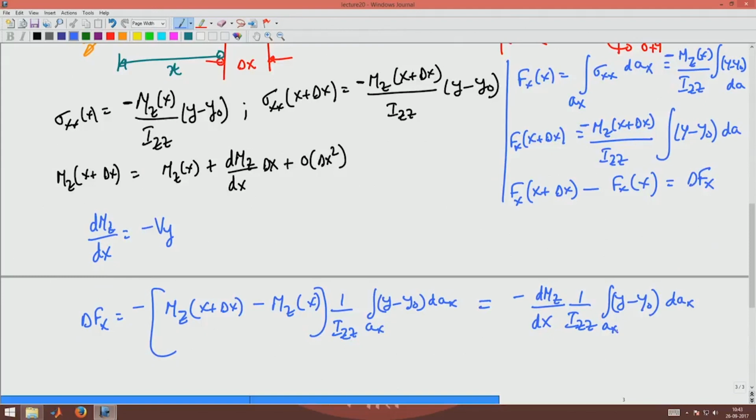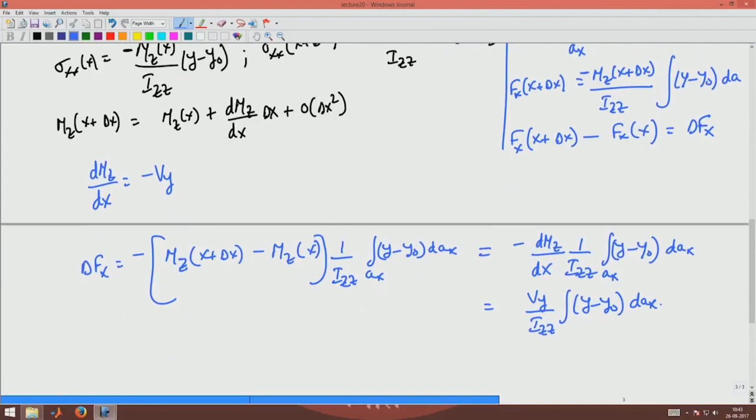Now, from our equation for dmz by dx, relating the bending moment to the shear force, this is the governing equation for that. From this we can write this as Vy by Izz integral y minus y naught dA x. Now, that is delta f x.